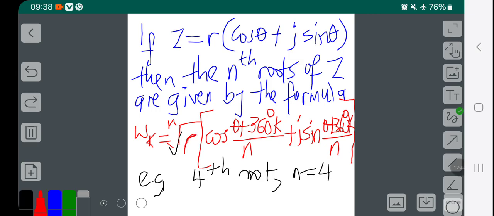Okay, your k. So which means your k is equal to 0, 1, 2, 3, and what? And 4. So you need to find where k is equal to 0, then where k is equal to 1, where k is equal to 2, where k is equal to 3, then lastly where k is equal to 4. So that is, guys, about when you're dealing with the roots of a complex number. I hope guys it's clear.